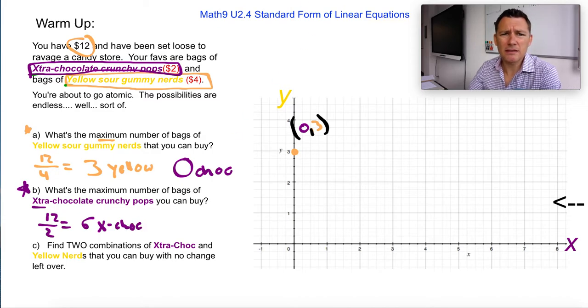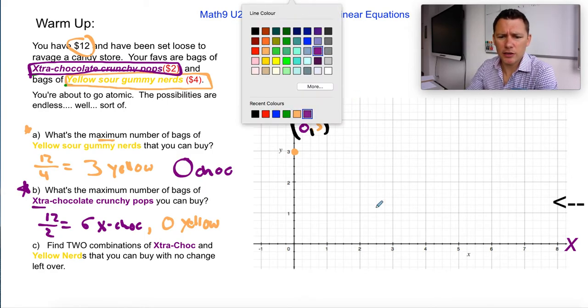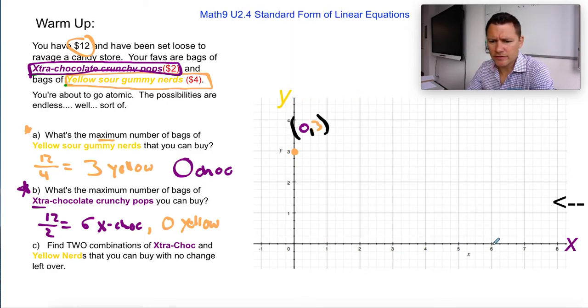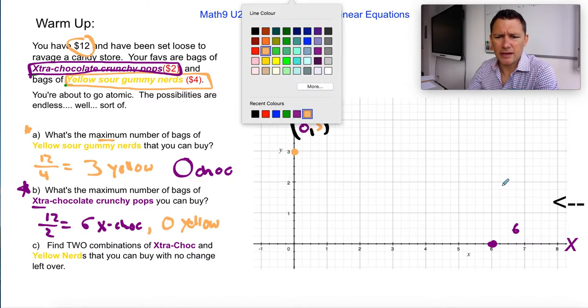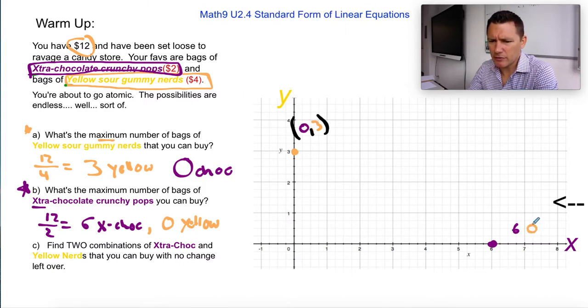But that means that we have to buy 0 of the yellows, right? So we can represent that point here. We buy 1, 2, 3, 4, 5, 6. Here there's 6, but we're not going up because we've not bought any of those. All right, great. So this is 6 of those, but we can't buy any of those because of the chocolate guys, we've spent all our money.